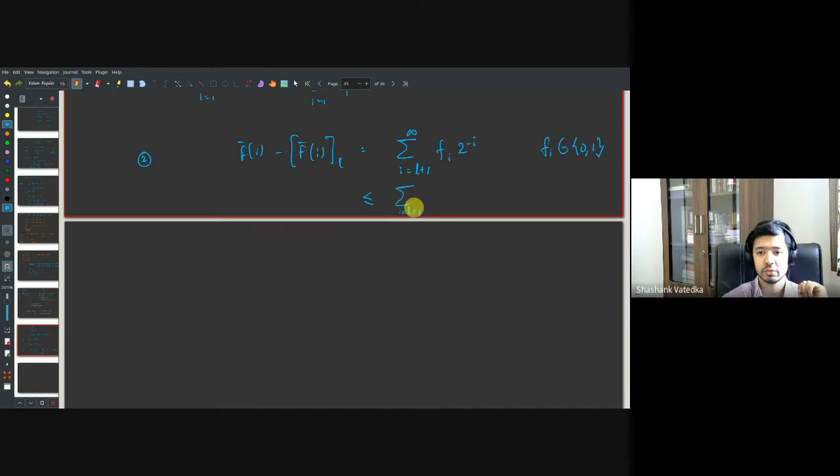So in the worst case, what can happen? This difference is exactly equal to this error. And in the worst case, all the f_i could be 1. The f_i are either 0 or 1, and the maximum value this can take is when all the f_i are equal to 1. So it is the summation from I equal to L plus 1 to infinity of 1 times 2 to the minus I. Now, what is this geometric series going to be equal to?